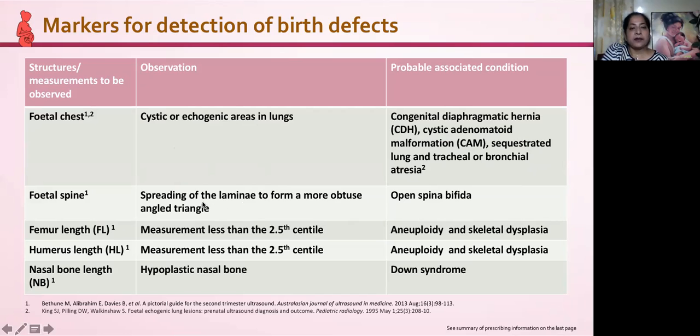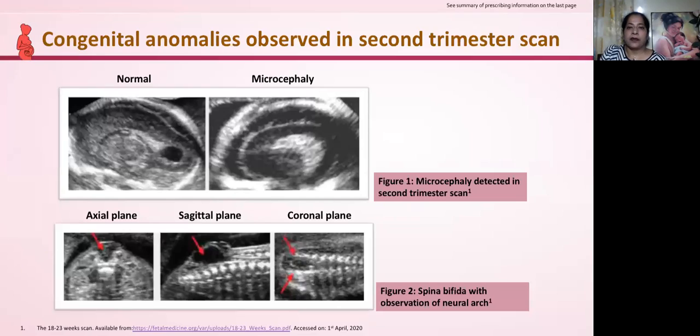In the fetal spine, spreading of the laminae to form a more obtuse angle triangle denotes open spina bifida. Femur length less than 2.5 centile denotes aneuploidy and skeletal dysplasia. Humerus length also less than 2.5 centile denotes aneuploidy. Nasal bone length: if there's a hypoplastic nasal bone, that is suggestive of Down syndrome.